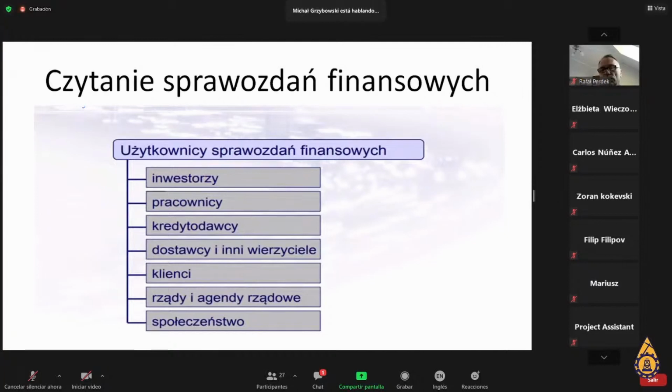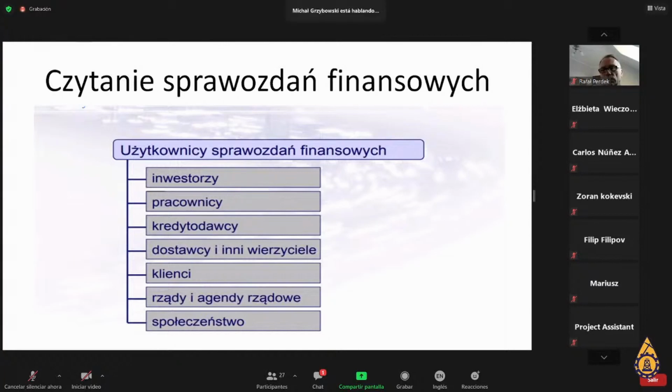Now, who may be the user, the addressee of financial statements? Investors, first of all. So the market should be transparent and the financial statements should be transparent to the market. So I myself, as a future investor, if I want to buy shares of a company, I should be able to find out from the statements what the situation of the company actually is.